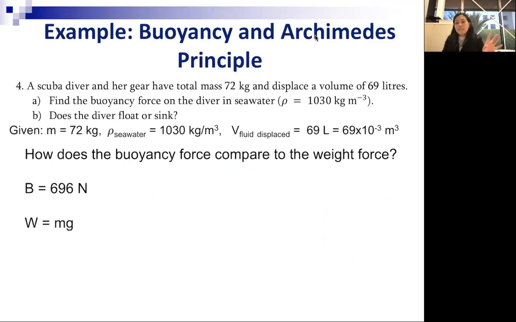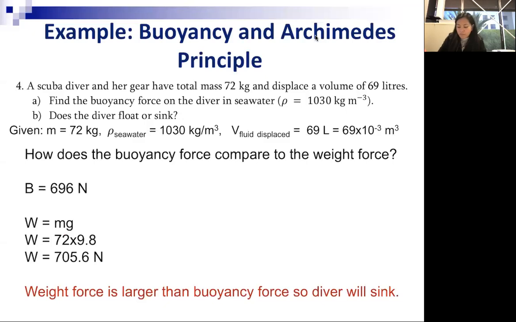The weight force is simply the mass of the diver and its gear times gravitational acceleration. A mass of 72 times 9.8 gives you 705.6, or 706 newtons. That means the correct free body diagram should show a longer weight force compared to the buoyancy force, so the net force will be downwards, and that downward net force will pull the diver down, and the diver will sink.